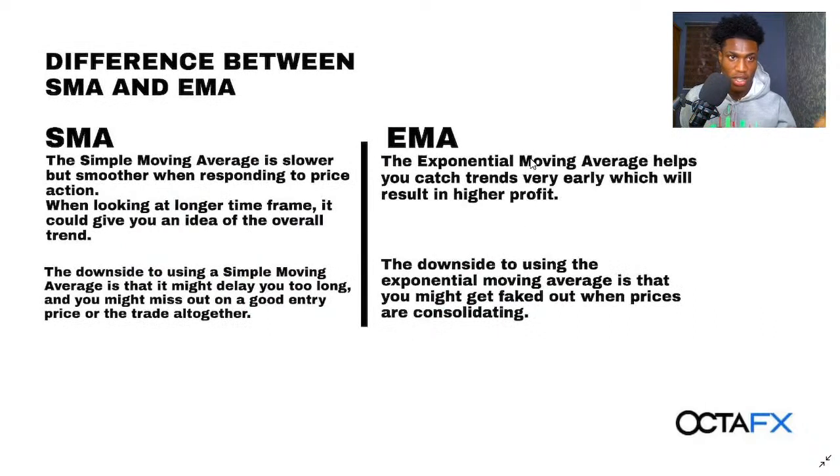Now the difference between the simple moving average and the exponential moving average is that the simple moving average is slower but smoother when responding to price action. The exponential moving average helps you to catch trends early, which will result in higher profit. But the downside of these moving averages is, for the simple moving average, you might get delayed too long and miss out on a good entry because it's slower. But the exponential moving average has its own downside, which is you can get faked out when prices are consolidating.